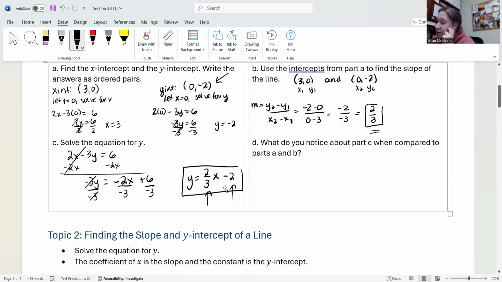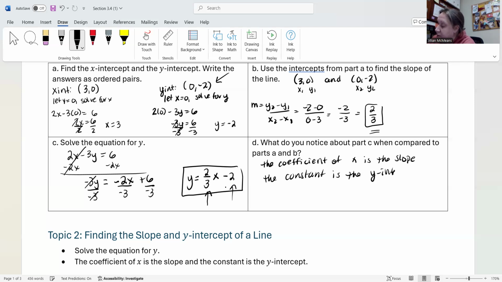Okay, so we notice that the coefficient of x is the slope and the constant is the y-intercept. So part C is in slope-intercept form.